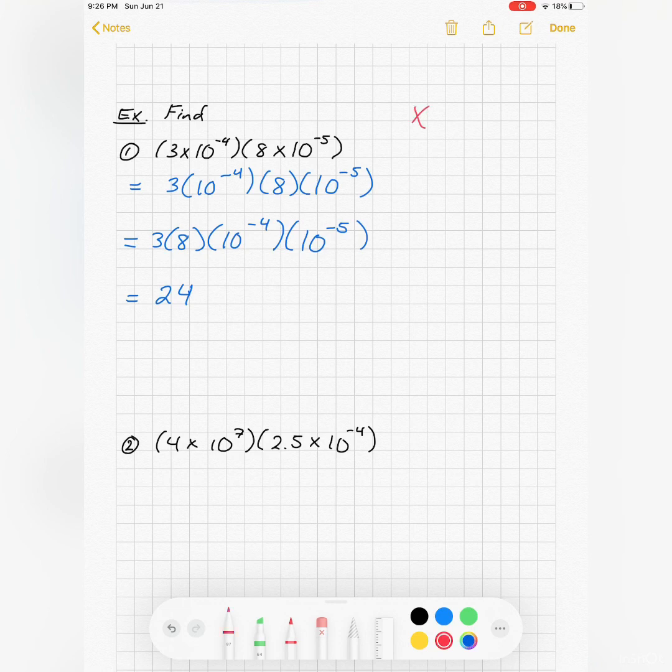Remember that rule? If I have the same base and I'm multiplying there, I add the exponents. So that's going to be times 10 to the negative 9. Negative 4 plus negative 5 is negative 4 minus 5 is negative 9. Okay, the only thing is I have to be careful because this is not quite in scientific notation, because I have to move the decimal 1 more place to the left.